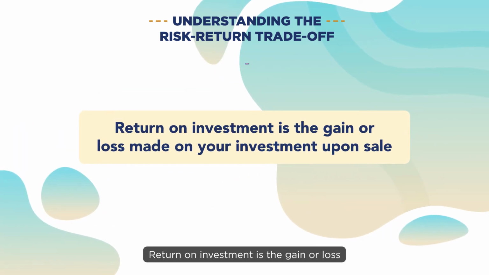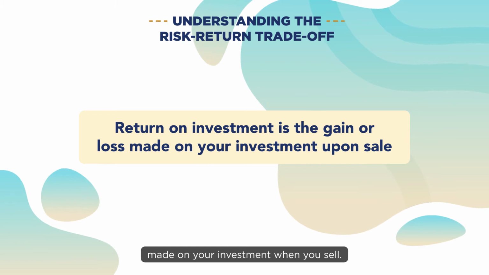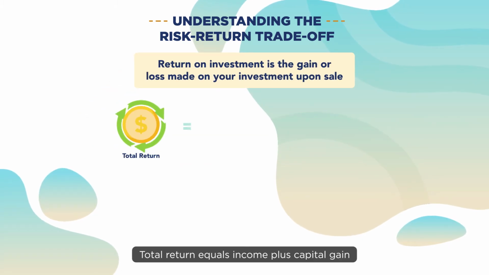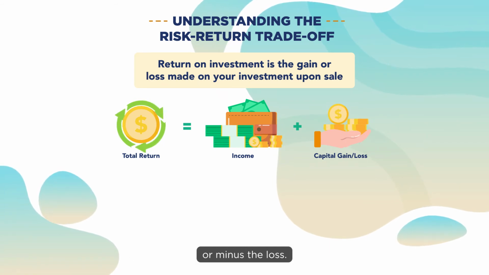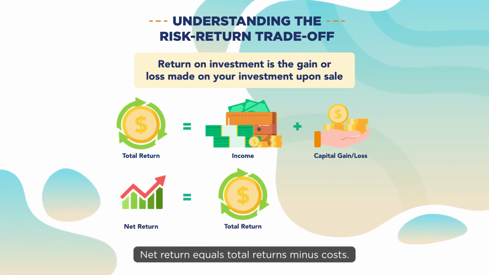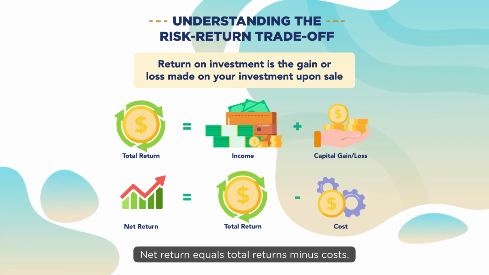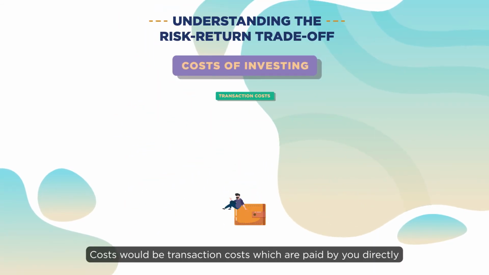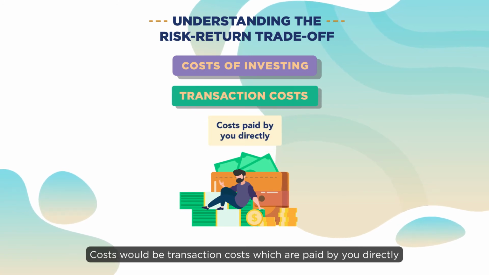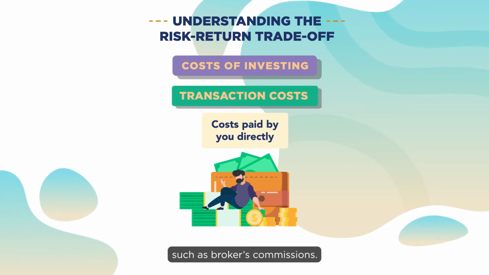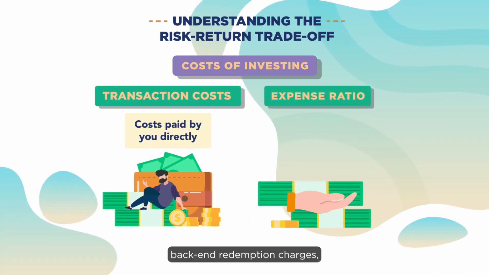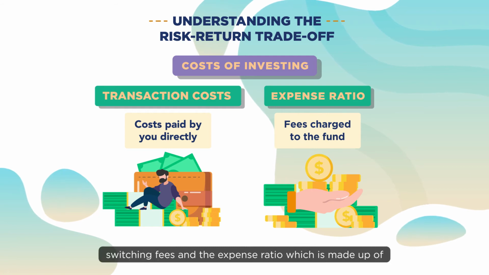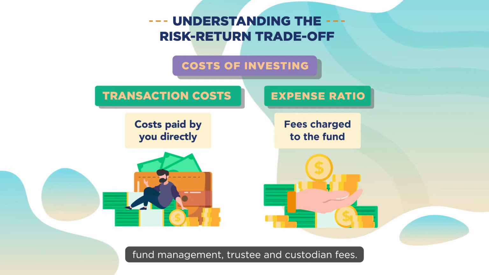Return on investment is the gain or loss made on your investment when you sell. Total return equals income plus capital gain or minus the loss. Net return equals total returns minus costs. Costs would be transaction costs which are paid by you directly, such as brokers' commissions. For unit trusts, costs will include front-end sales charges, back-end redemption charges, switching fees, and the expense ratio, which is made up of fund management, trustee, and custodian fees.